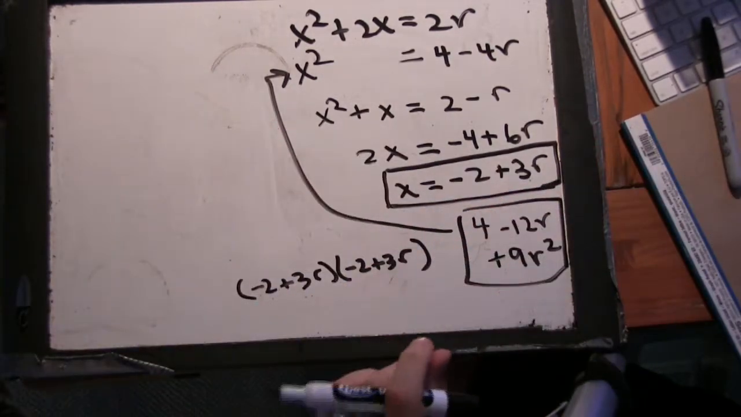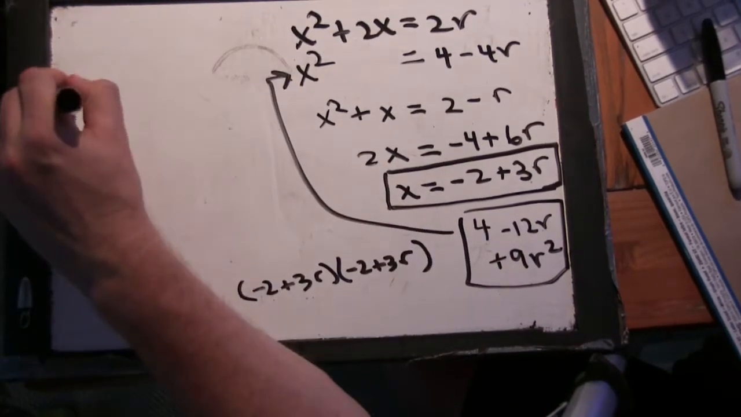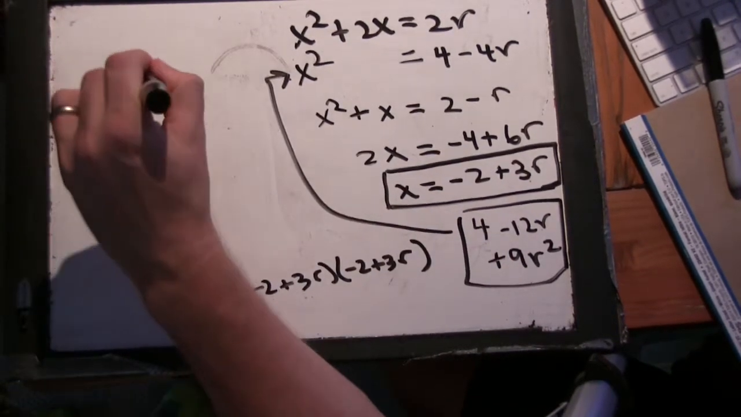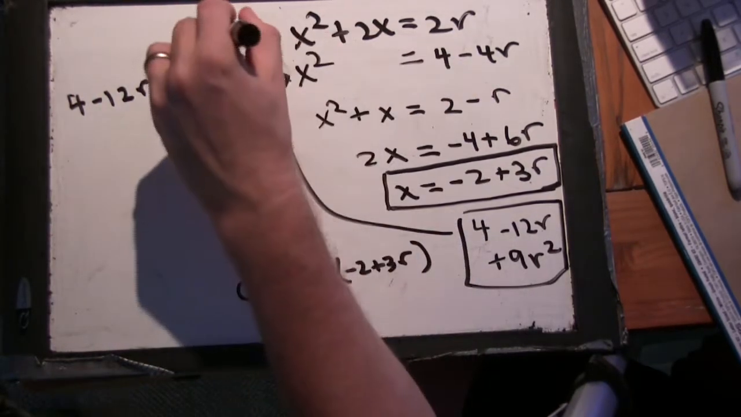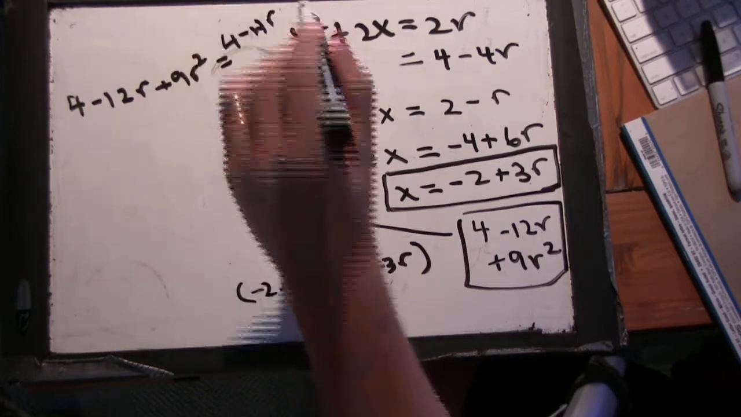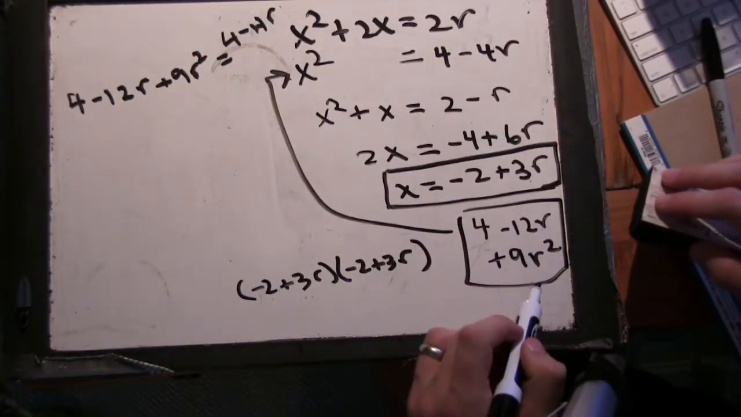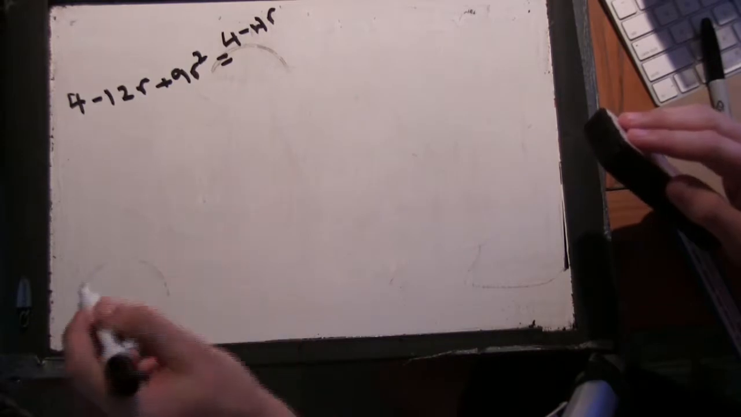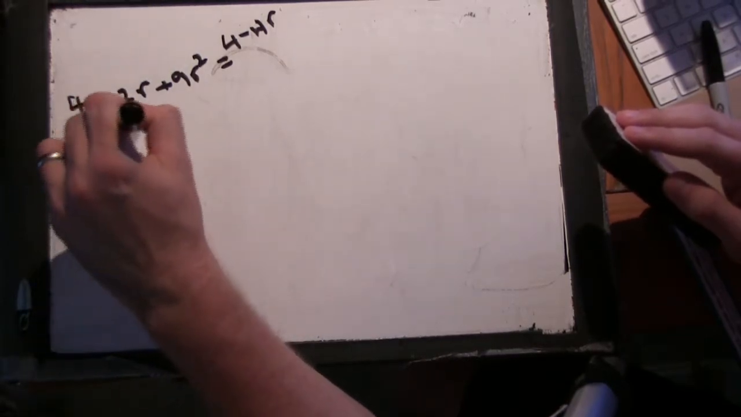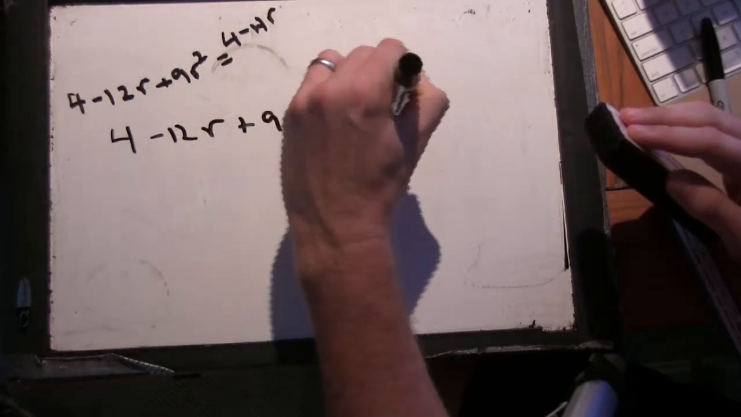So just so I don't accidentally delete anything off the board, we have 4 minus 12r plus 9r squared equals 4 minus 4r. I should have written it down at the bottom: 4 minus 12r plus 9r squared equals 4 minus 4r.